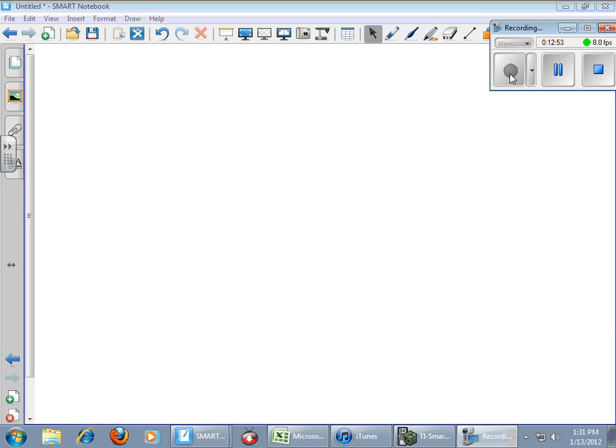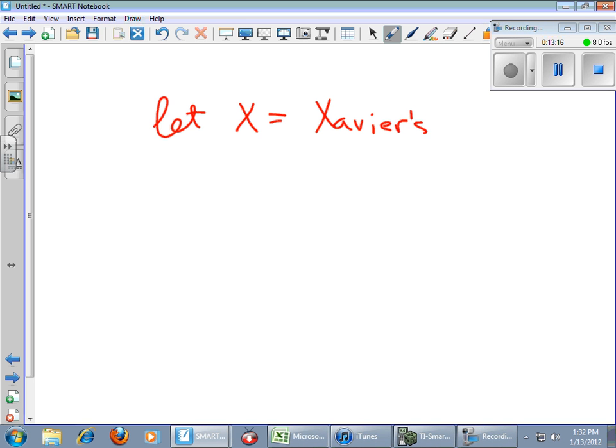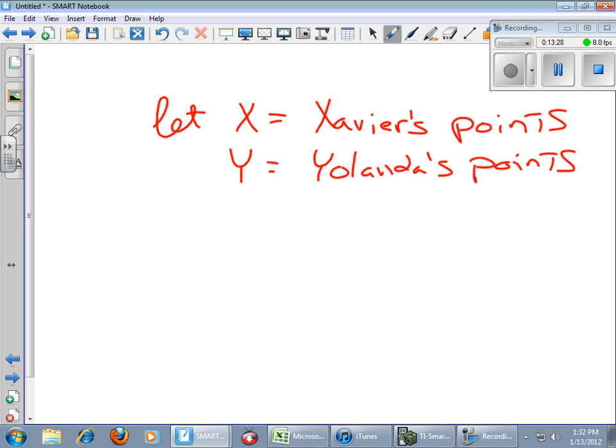Xavier and Yolanda earned at least 100 points in a contest at school. Yolanda earned at most 20 points more than 5 times Xavier's points. Set up a system and solve for a statement. Okay, first thing I'm going to do is define the variables. So I'm going to let x equal Xavier's points. It doesn't equal Xavier, it equals his points, the points that he earned. Okay, and Yolanda, y is going to equal Yolanda's points. Okay, so there's my 2 variables.